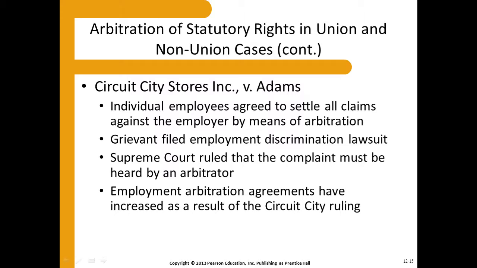The Court of Appeals ruled that because the FAA excluded coverage of contracts of employment of seamen, railway workers, or any other class of workers engaged in foreign or interstate commerce, the clause was not enforceable. The Supreme Court disagreed, however. It held that the exclusion language of the FAA ought to be narrowly interpreted to apply only to transportation workers.